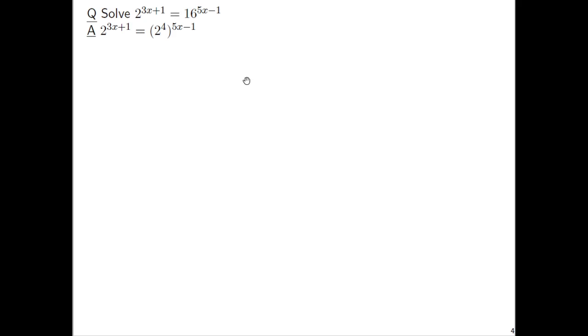And then before doing anything else, let's clean up the right side. So we have this rule about base to an exponent, quantity raised to an exponent. So you get to multiply the exponents. That's why here, now you see 2 raised to, now the exponent is 4 times 5x minus 1.